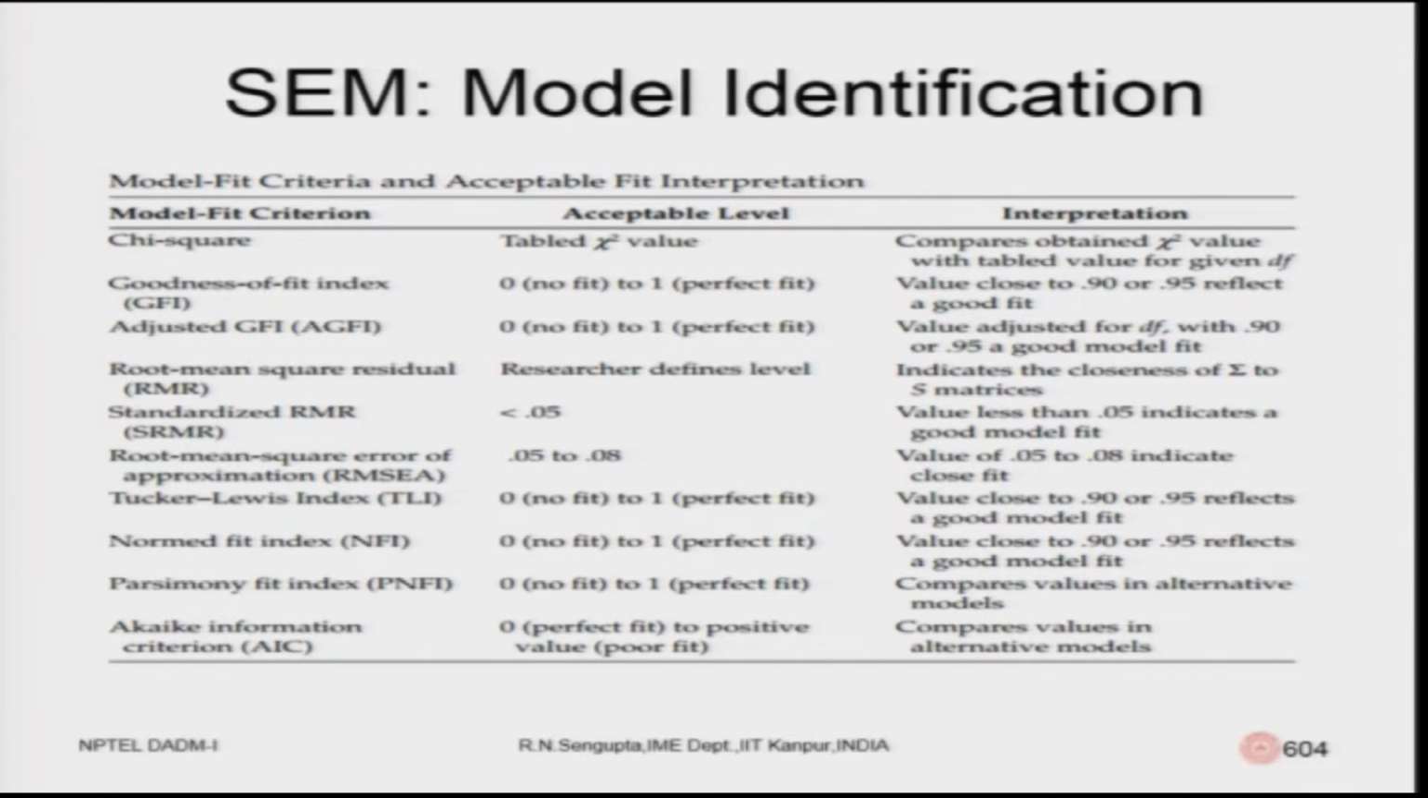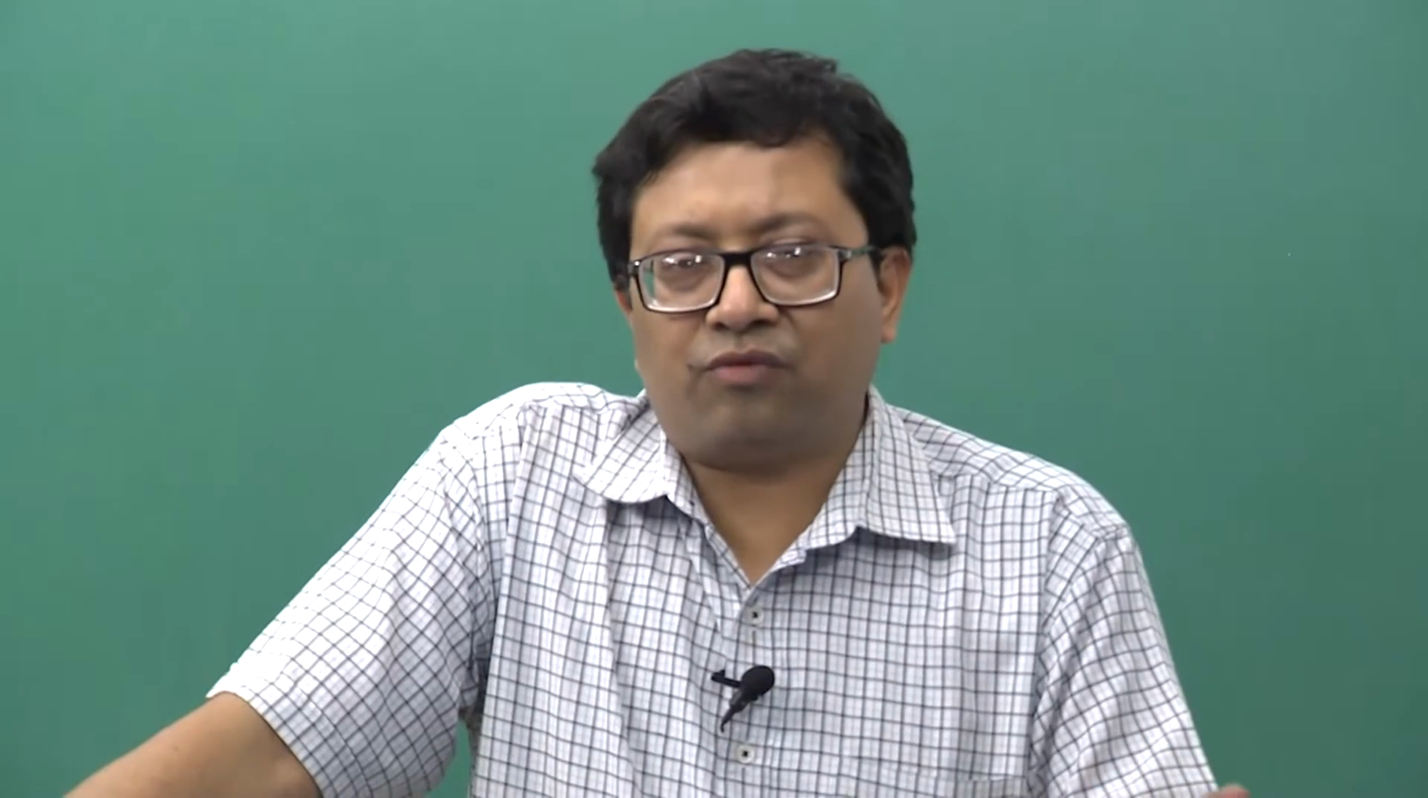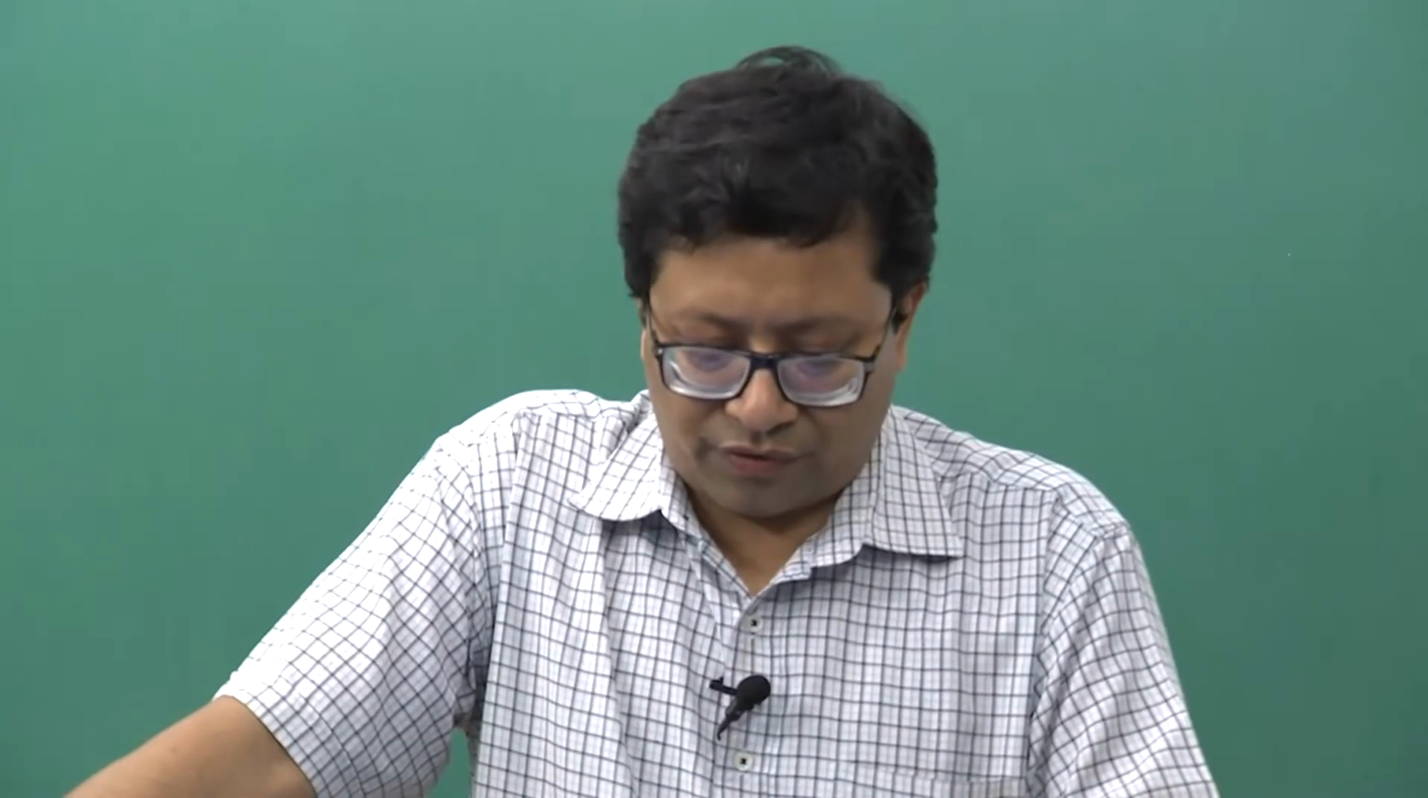The standardized root mean square residual is standardized depending on the degrees of freedom. If it is less than 0.05, it indicates a good model fit with respect to the root mean square, standardized so that you are able to find, per unit, the overall error which you are trying to face.